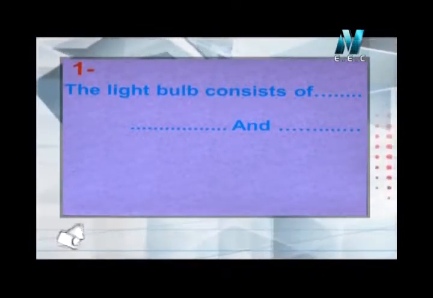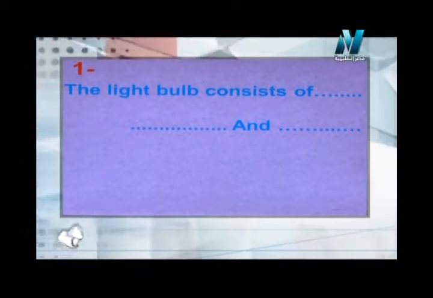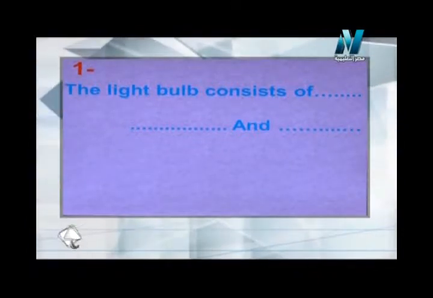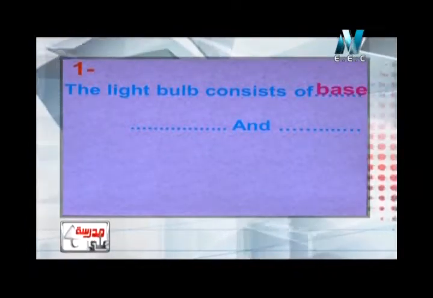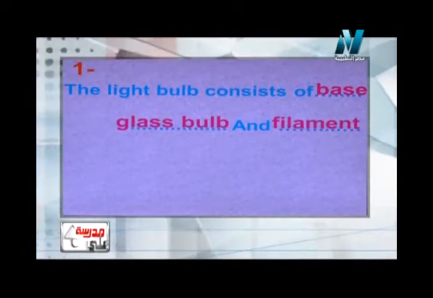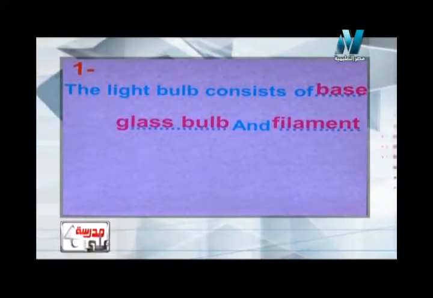The first question says that the light bulb consists of point, and point. Surely the light bulb consists of the base, the glass bulb, and also the filament.